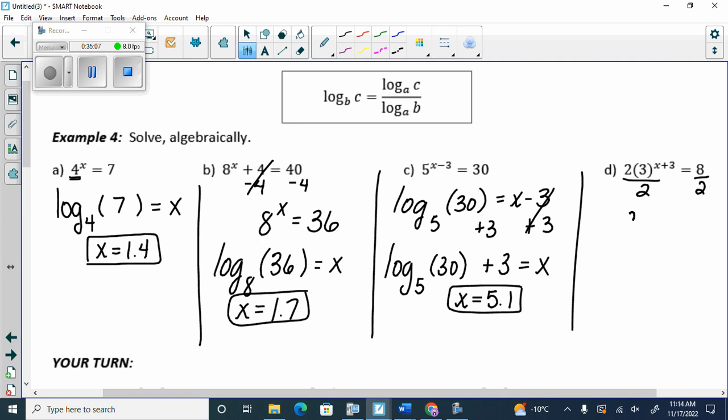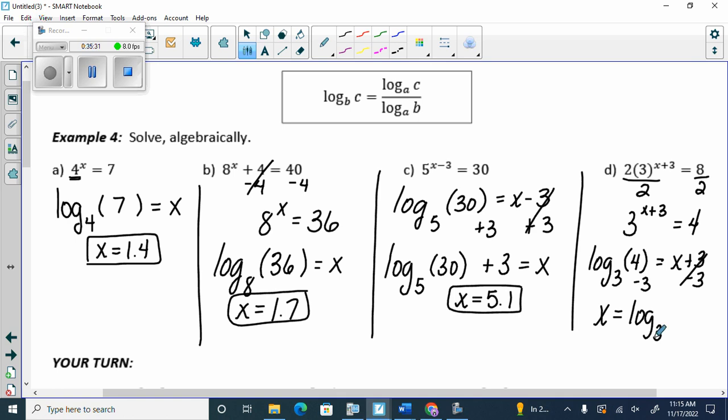So we have 3 to the x plus 3 equals 4. And then I convert to a log. Log base 3, beside it, in brackets, a 4. And it equals x plus 3. And then what do I have to do? Take out 3. Subtract 3. And I get x equals log base 3 of 4 minus 3. What's negative 1?